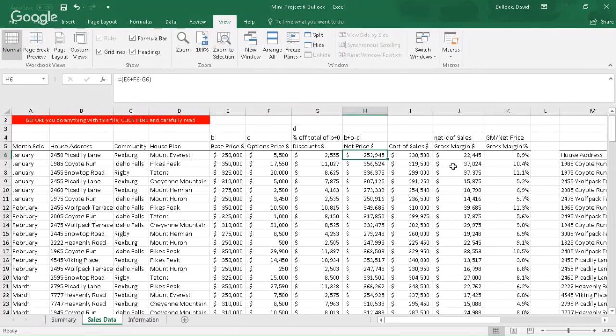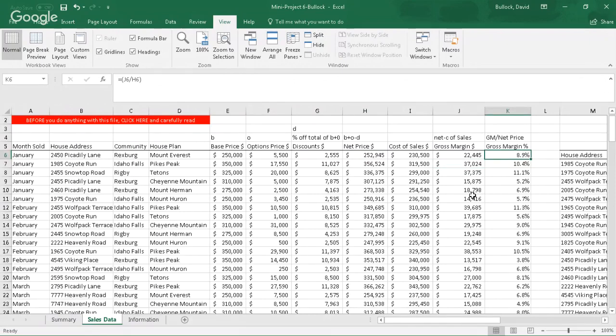Nope, just a formula. So then the cost of sales, of course, is the net price. Well, I think that was already given. I'm forgetting what's given since I got it all filled out. And then the gross margin is the difference between the net price and the cost of sales. And then the gross margin percentage, of course, is the gross margin divided by the net price. So I've got all those in there, just copied down. So that filled out that sheet.